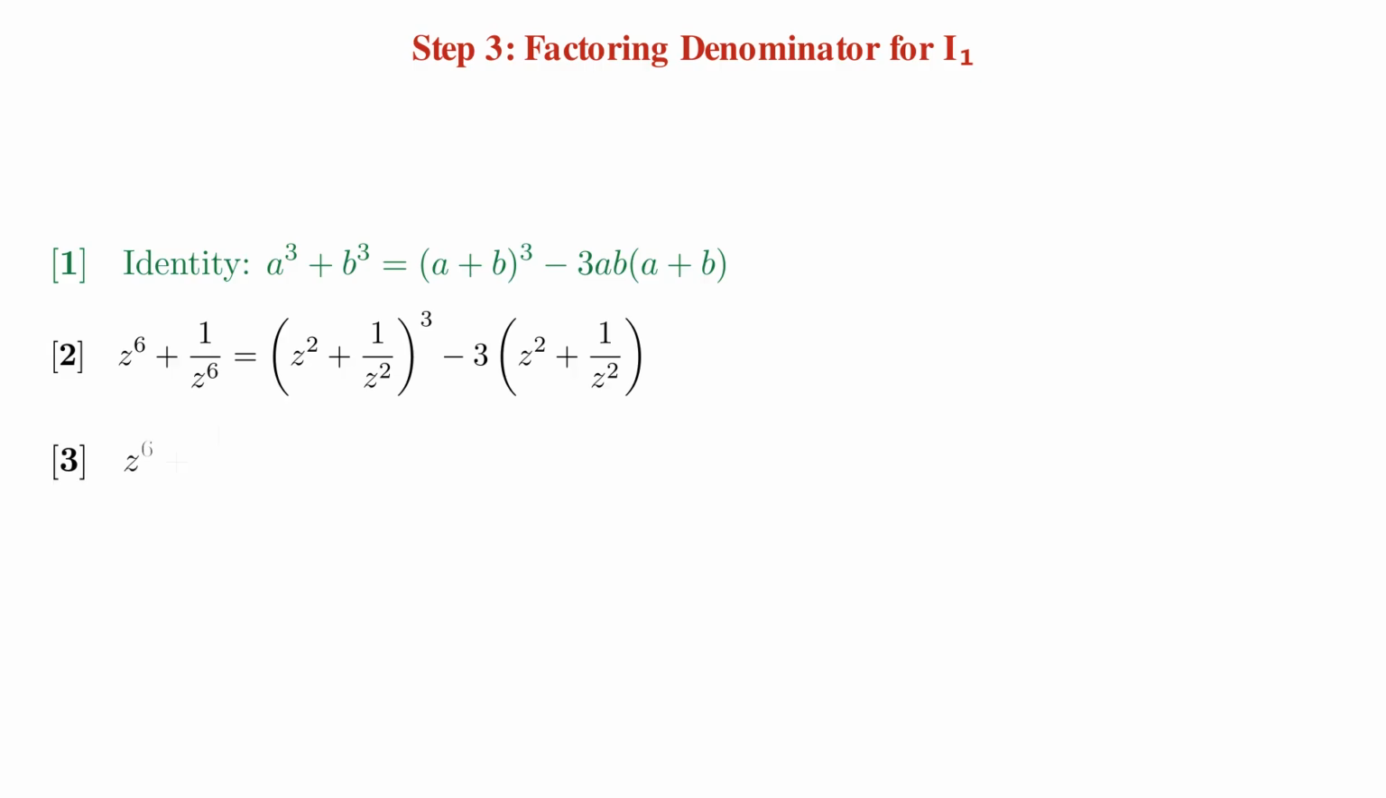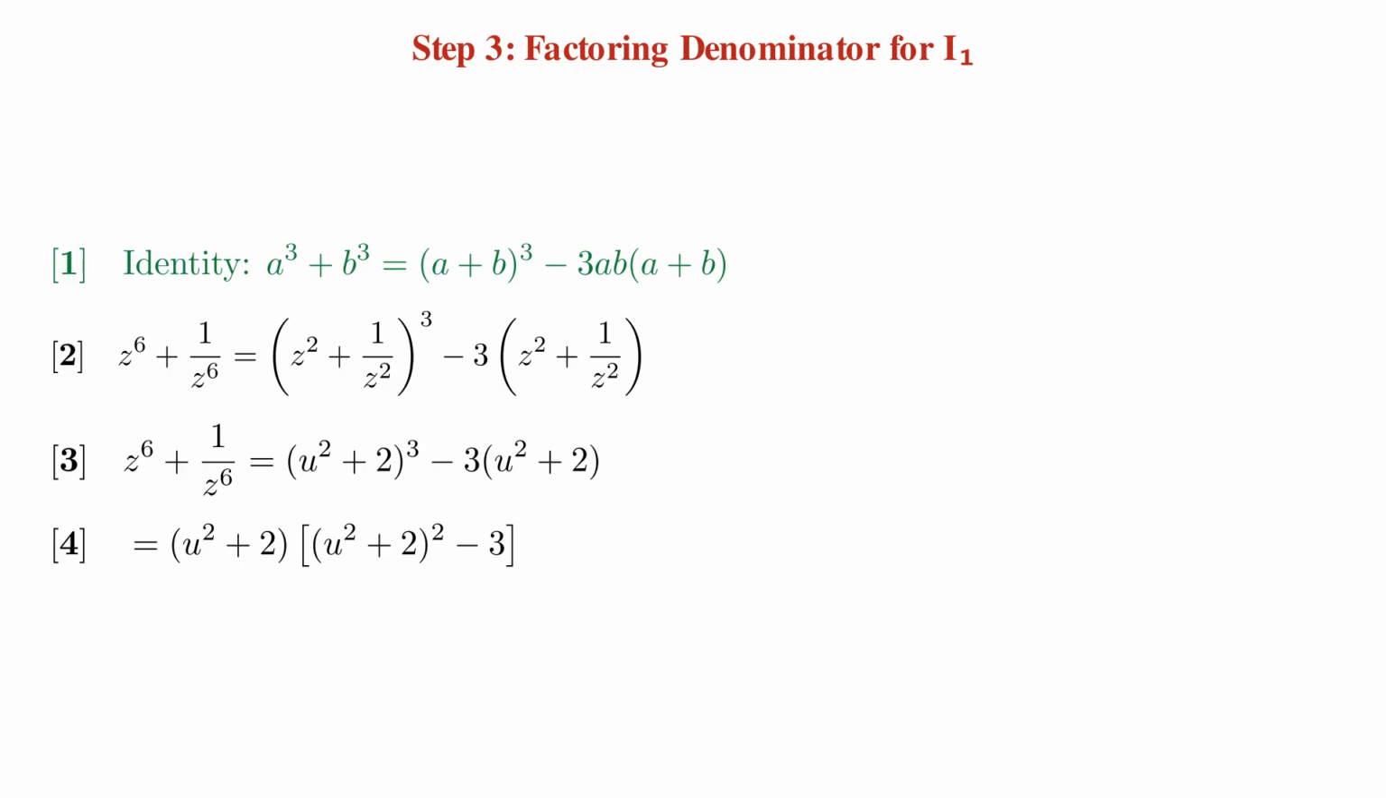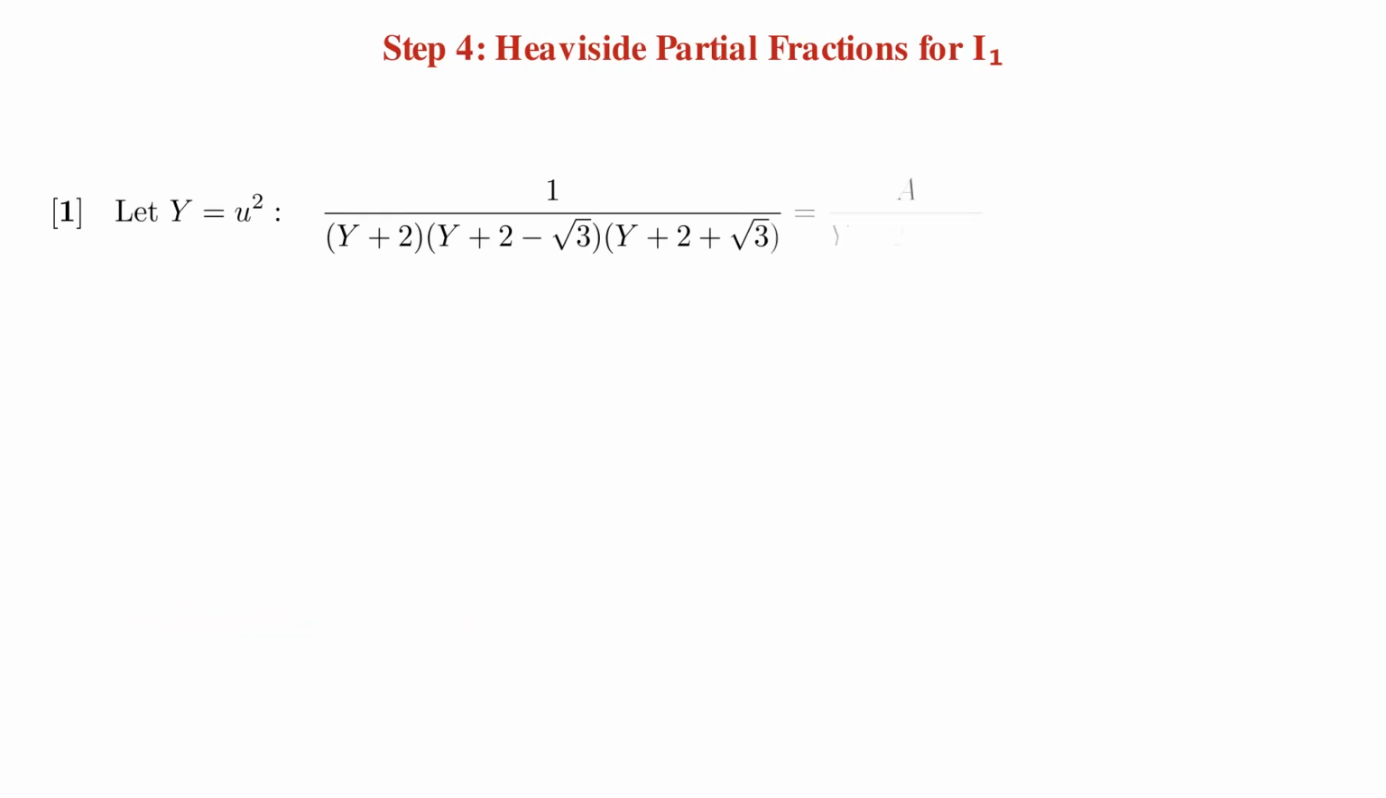Substituting u squared plus 2 yields u squared plus 2 cubed minus 3 times u squared plus 2. Factoring out u squared plus 2 leaves u squared plus 2 squared minus 3. Applying difference of squares gives 3 distinct quadratic factors. Let y equal u squared. We set up the partial fraction decomposition with constants a, b, and c.